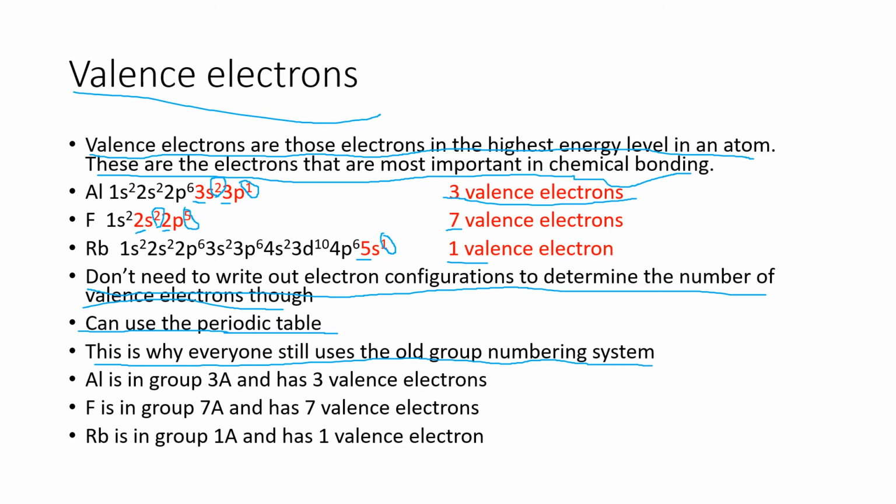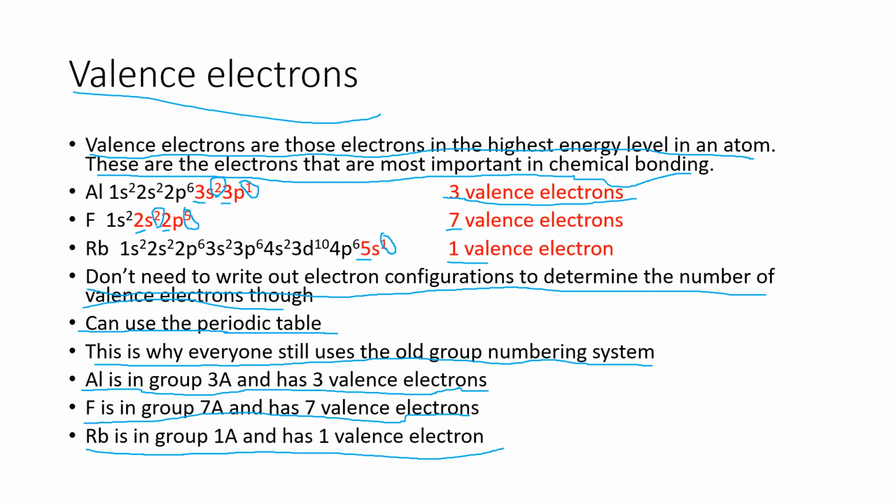It tells you some real useful information right away. If you take aluminum and look it up on the periodic table, it's in group 3. Well, how many valence electrons did we say aluminum had? 3 valence electrons. Fluorine, if you look at fluorine on the periodic table, it's in group 7. How many valence electrons are we looking at there? 7 valence electrons. Rubidium, find that on the periodic table, that's in group 1A. How many valence electrons? Well, that's just going to be 1.